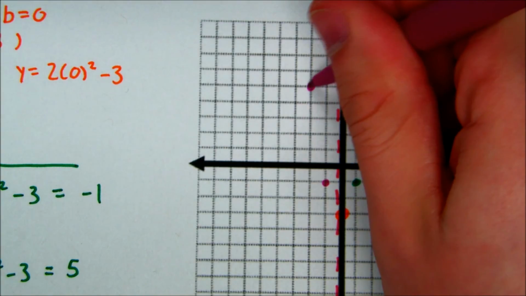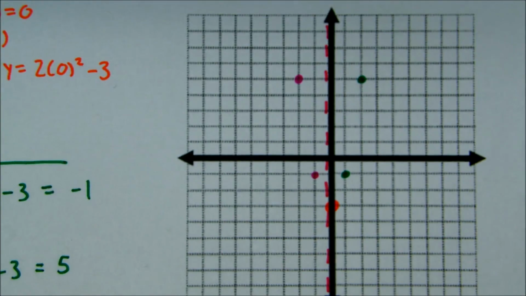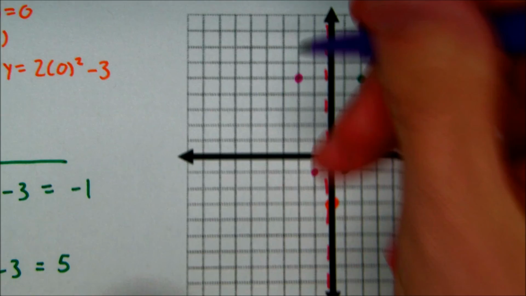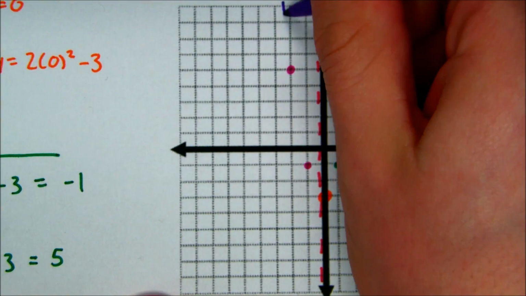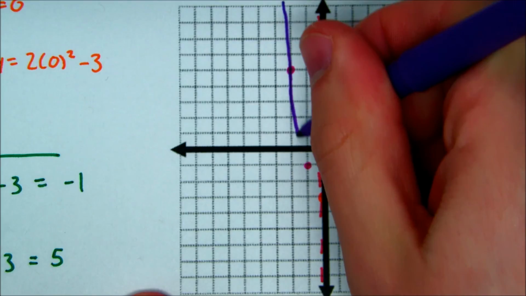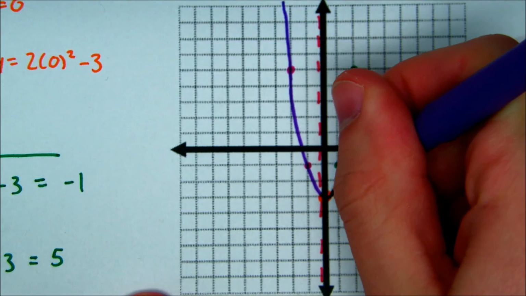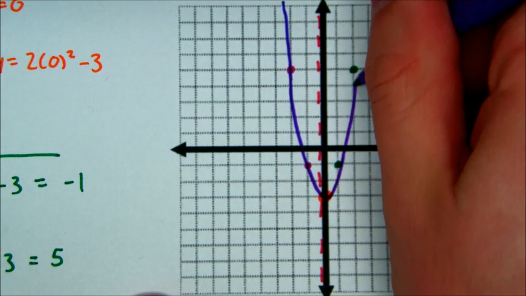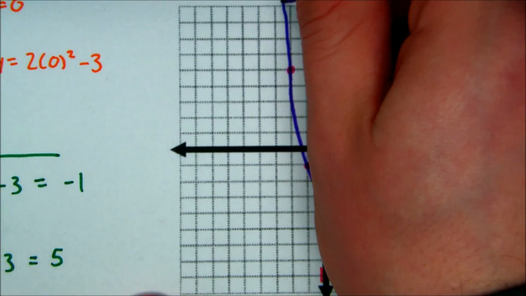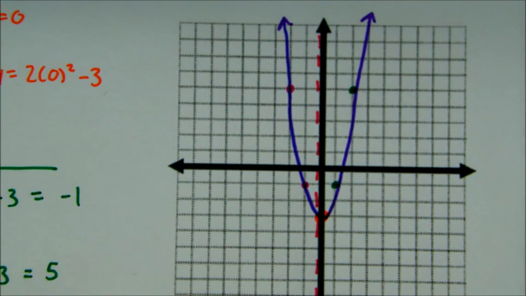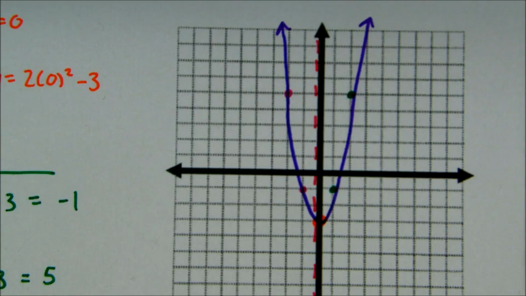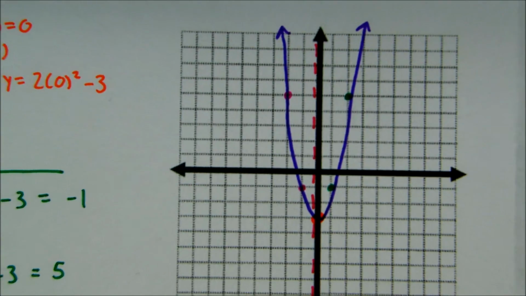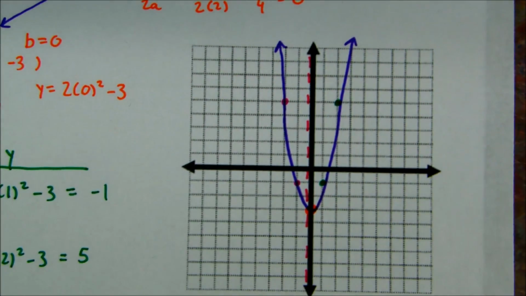And there we go. Try your best to make it a nice smooth curve. It takes a little practice. So I come down, try and avoid making it a V, even though it's very, very, very tempting. And don't forget to put arrows on the end because this graph goes on forever and ever. So there are 2 examples of how to graph quadratic equations by hand. Hope this was helpful.